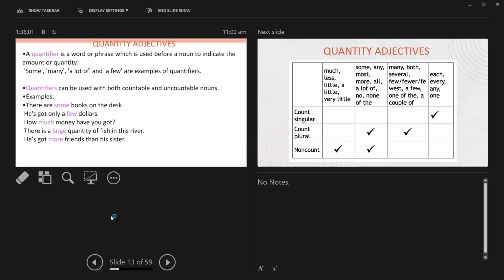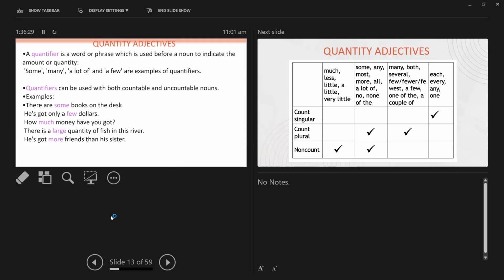I can't say I have, what, 3 patients. My patience is only 3. No, you can't say that because it's a non-count noun. So you can either say I have so much patience or I have little patience. Okay? Now, the quantifiers: some, any, most, more, all, a lot of.